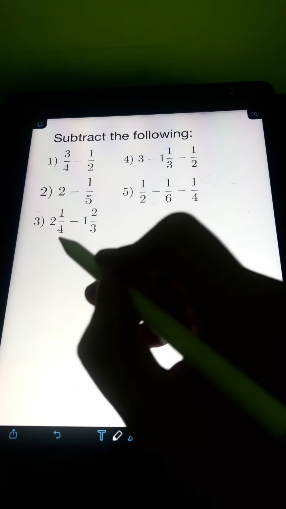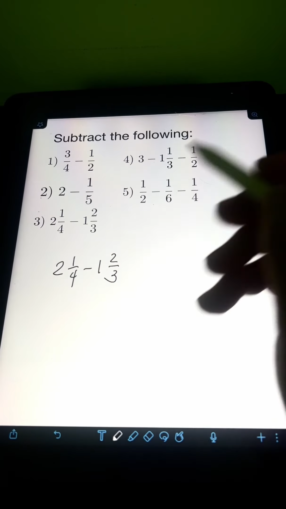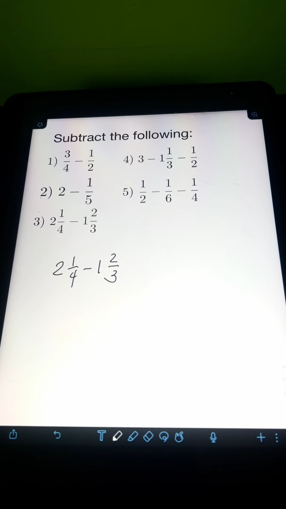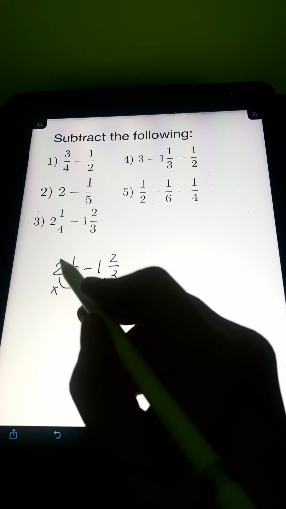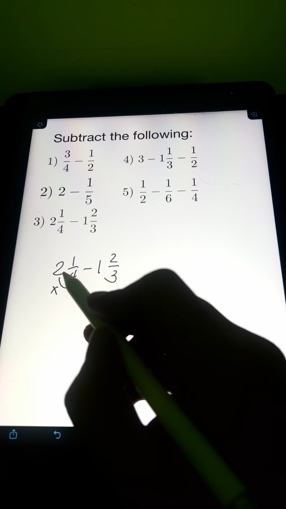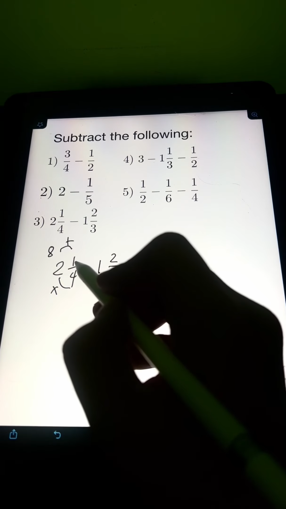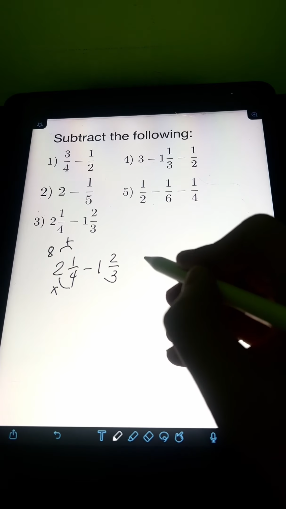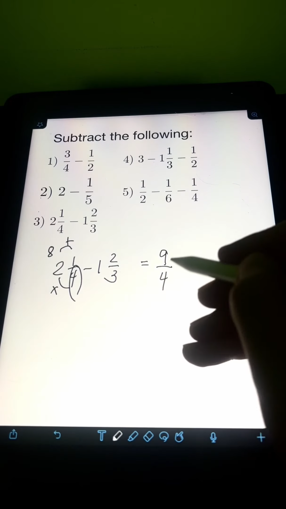Next, for number 3, we have 2 and 1/4 minus 1 and 2/3. So this time, when we are subtracting two mixed numbers, we simply transform them into improper fractions. So for 2 and 1/4, transforming to improper fraction, so multiply the whole number by the denominator. So 2 times 4, that's 8. Then add the product to the numerator 1, 8 plus 1, that will be 9. And then copy the same denominator of 4.